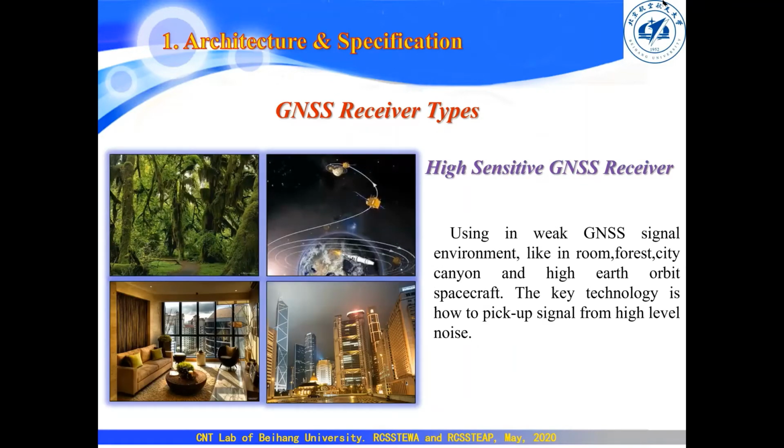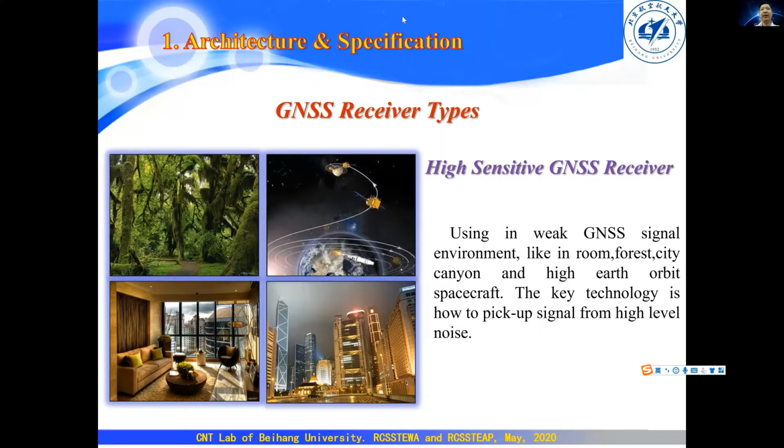And some receivers are high sensitivity receivers. They are used for weak signal environments, for example, in a room, a forest, a city canyon, and even in high Earth orbit spacecraft. The key technology of this kind of receiver is how to pick up the weak signal from the very high level noise. It's mainly by signal processing technologies.